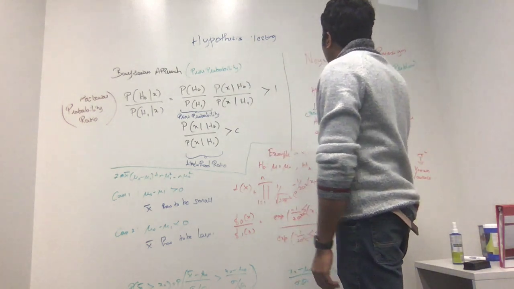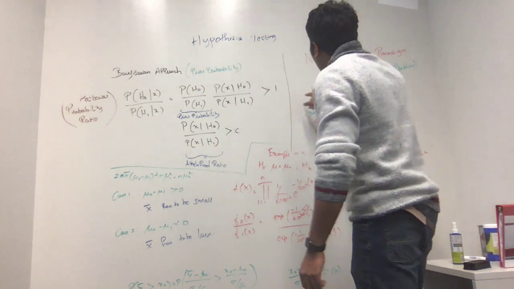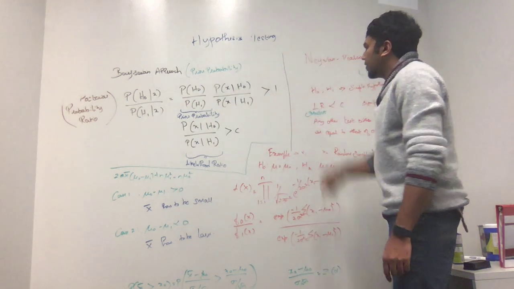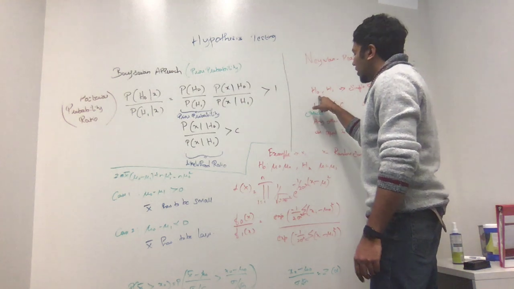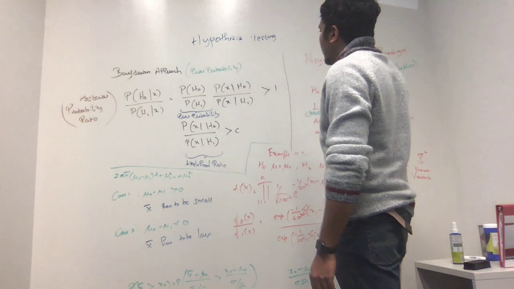And one more positive with Neyman-Pearson's lemma is, you don't have to know the prior probability, and you don't even have to know the distribution of H1. The distribution of H0 in most cases is sufficient to do a Neyman-Pearson test.